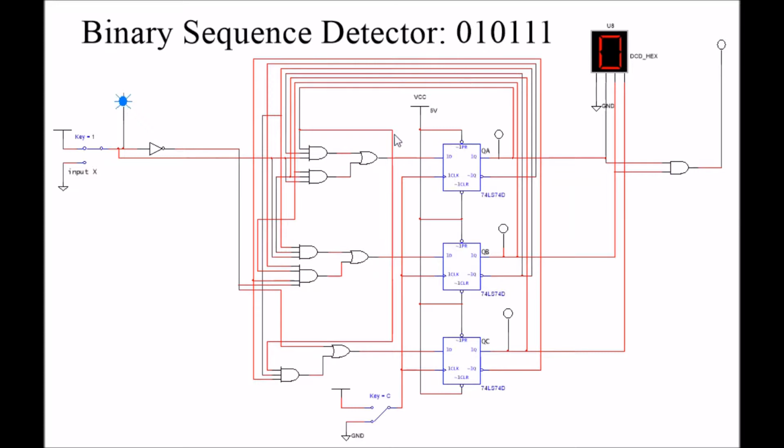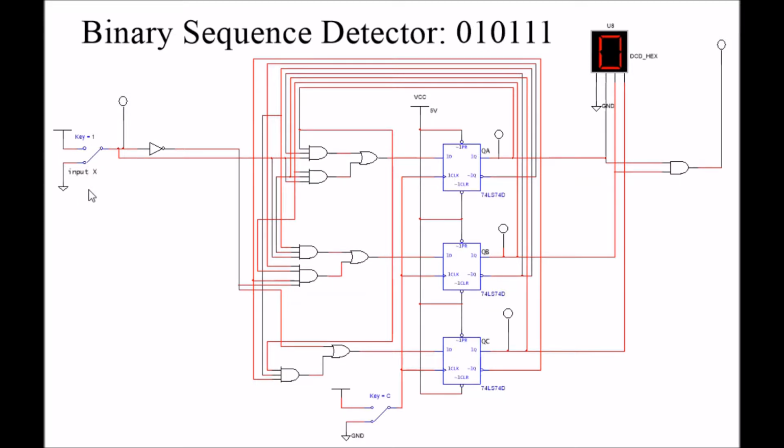Now, your binary sequence detector is going to look for a different sequence, but the design is going to be quite similar. I'm going to enter that sequence, hitting the clock after each input. And you'll see that I will go through each state in my state machine. And at the end, my output light will light up because it recognized that sequence. So I will enter the sequence. Now I hit the key down.